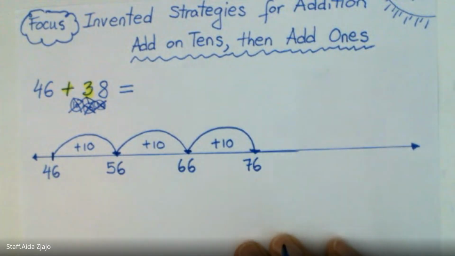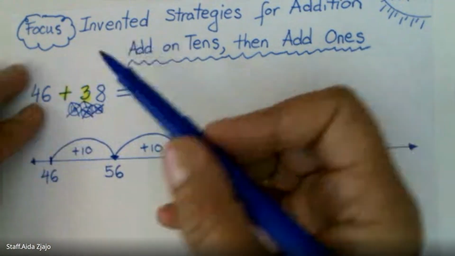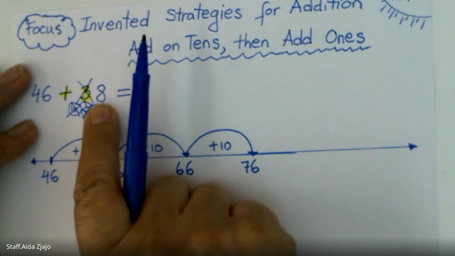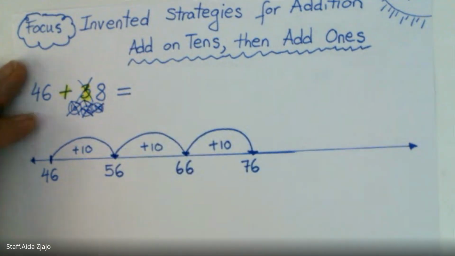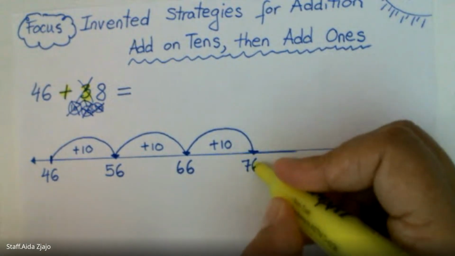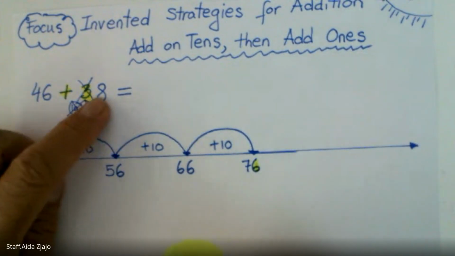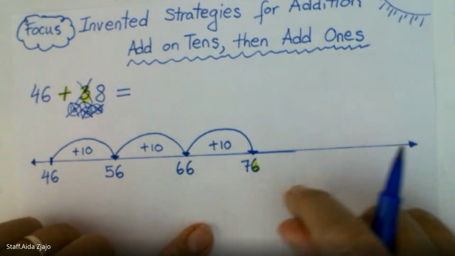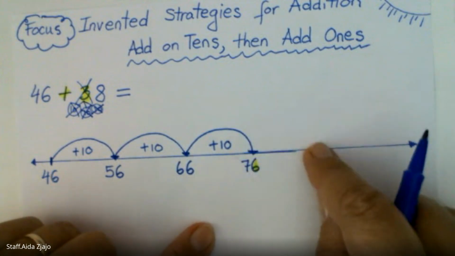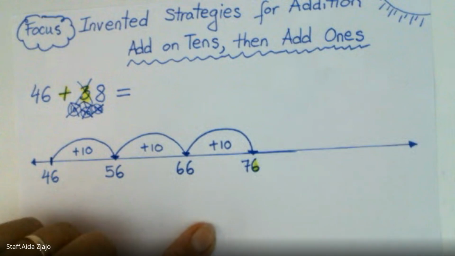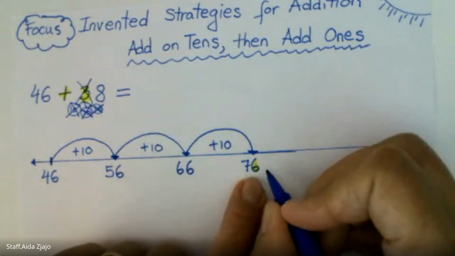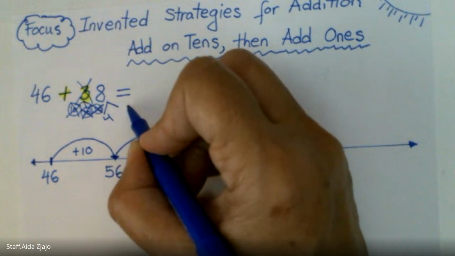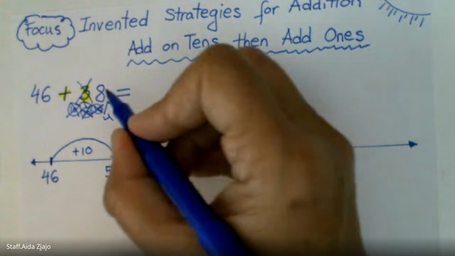And now I like to cross it off because I added that. The only thing I need to add is 8 ones. So I'm thinking about how many ones I have. I have 6 ones, and I need to add 8 ones. But I'm thinking, 6 and what makes a 10? I'd rather get to the next 10. I know 6 and 4 makes 10. So I'm going to break this 8 into 4 and 4. 4 and 4 makes 8.